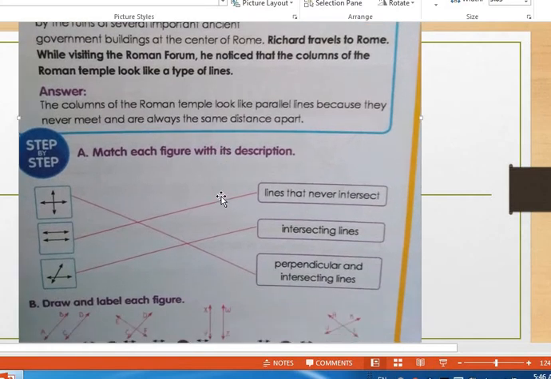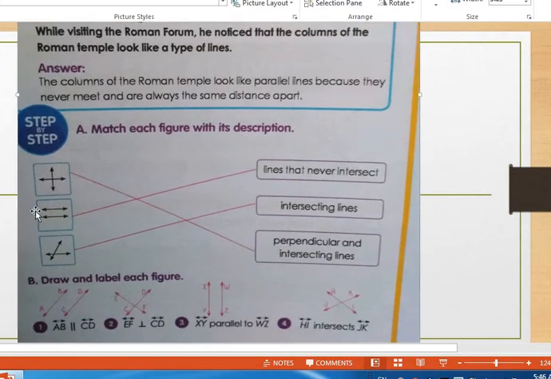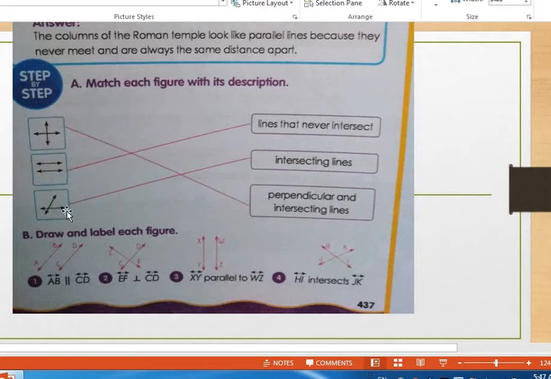Okay? Match each figure with its description. This is called what? They are intersecting and giving a perpendicular. So both perpendicular and intersecting. They meet each other forming 90 degrees, so it's called perpendicular. In this one, the two lines are parallel. Lines that never intersect. And here, intersecting lines, but they are not perpendicular. They meet at a point, but they are not 90 degrees.